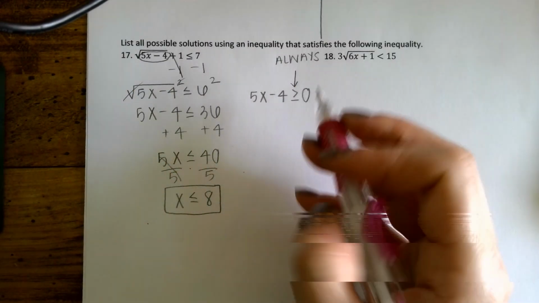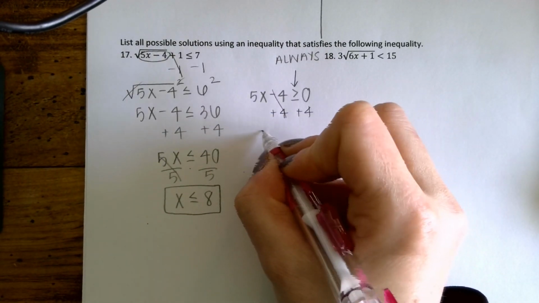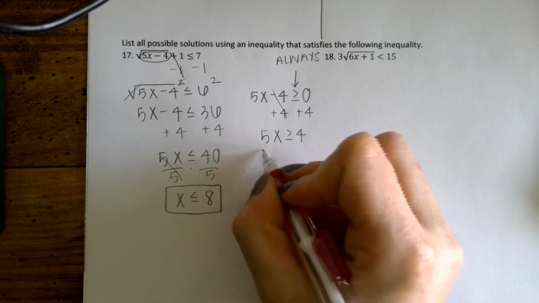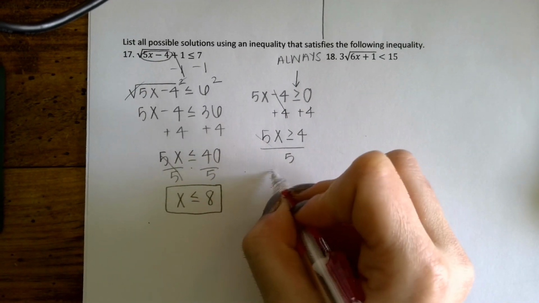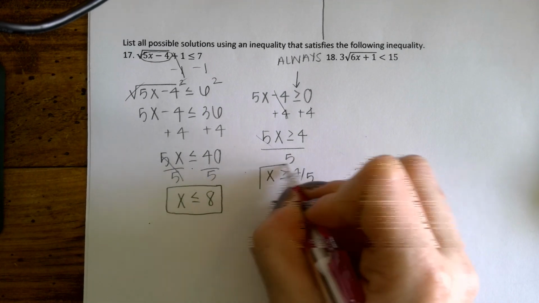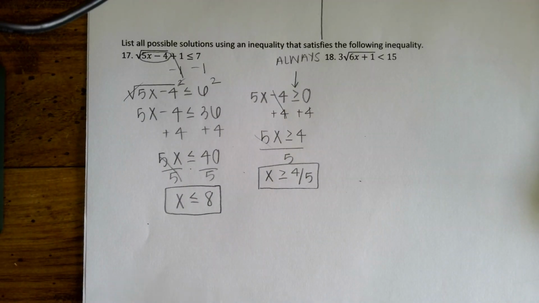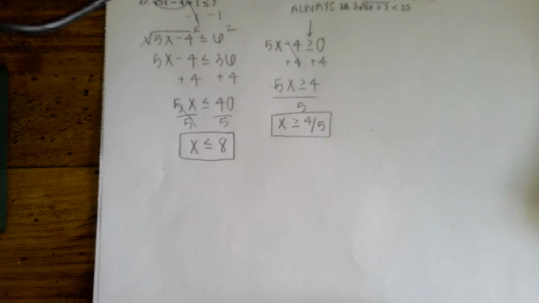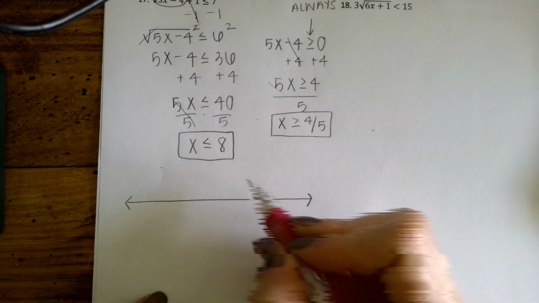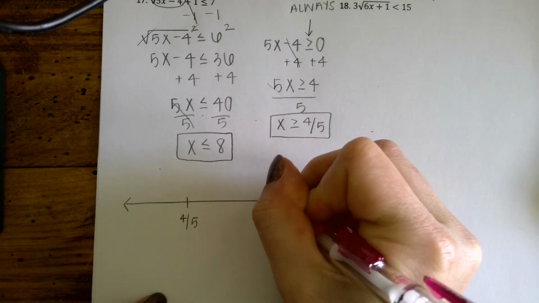So we're going to go ahead and solve this one. I'm adding 4 over, so I have 5x is greater than or equal to 4, dividing by 5, and x is greater than or equal to 4/5. From here, I'm going to make a number line to compare my two answers. I need to make sure that the smaller number goes on the left, so 4/5 is smaller than 8.